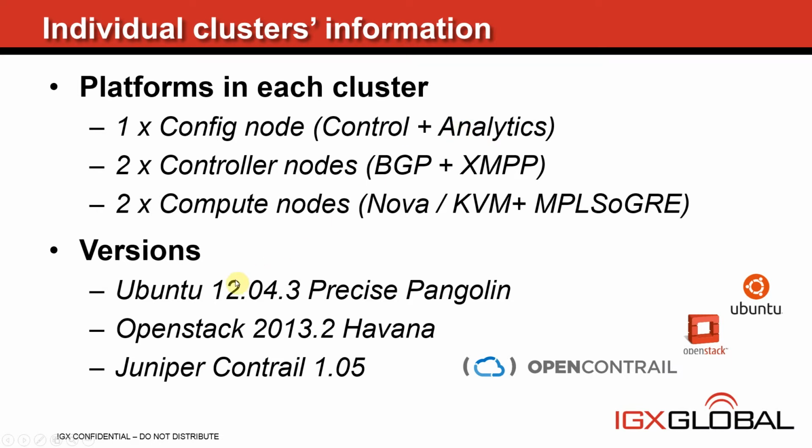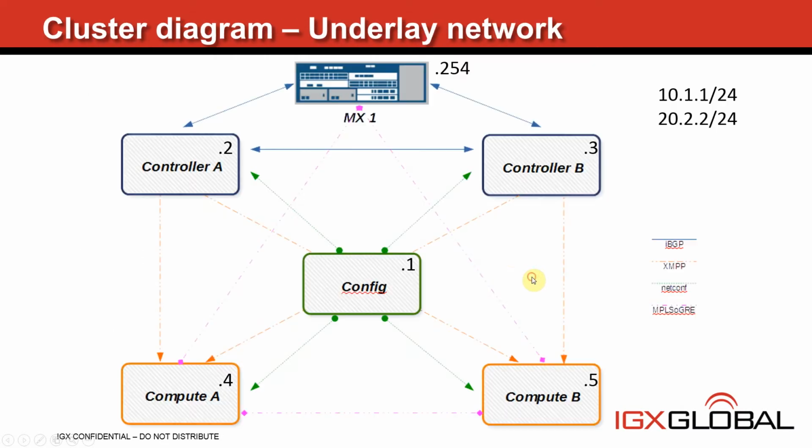The versions I'll be using: Precise Pangolin of Ubuntu, OpenStack Havana, and the current deployment of Juniper being 1.05. There is already a 1.10 available, and we will be using that in a very near future.